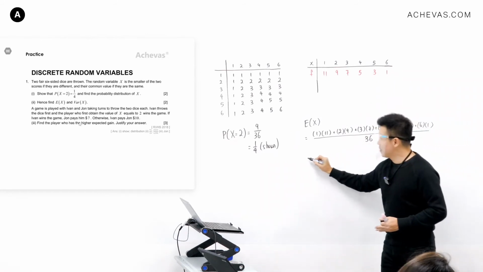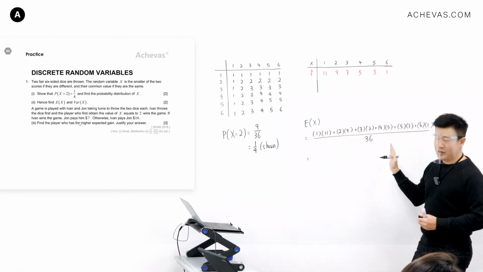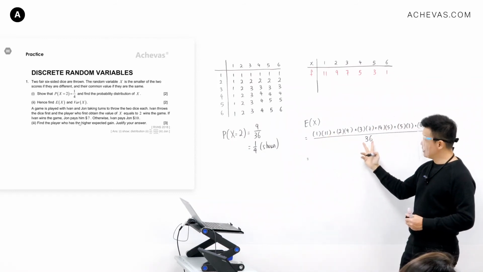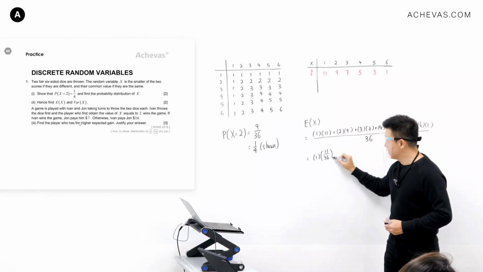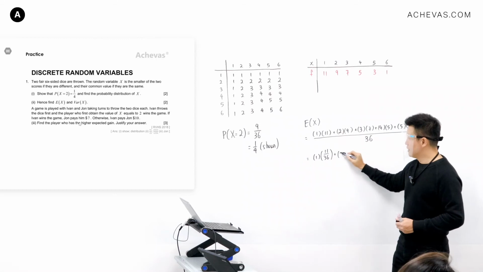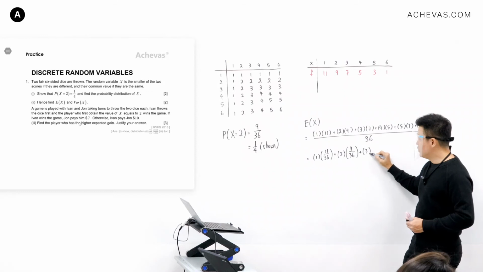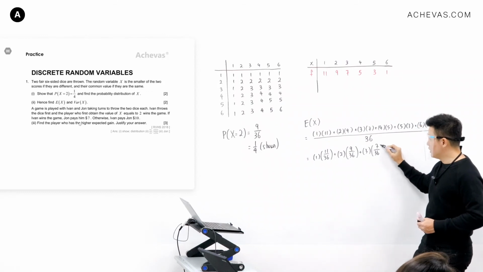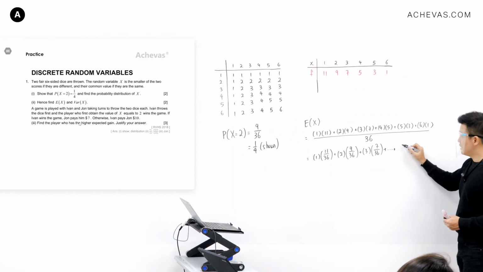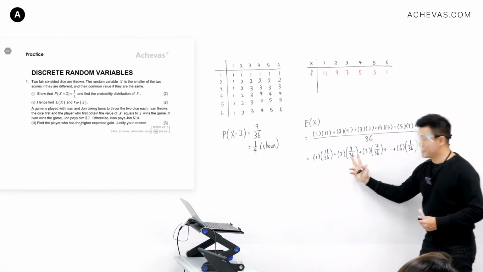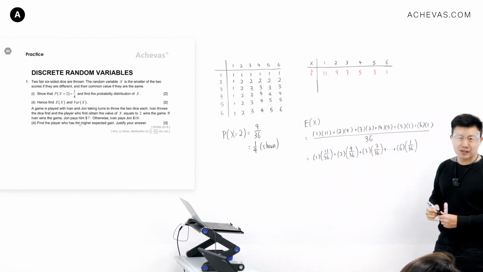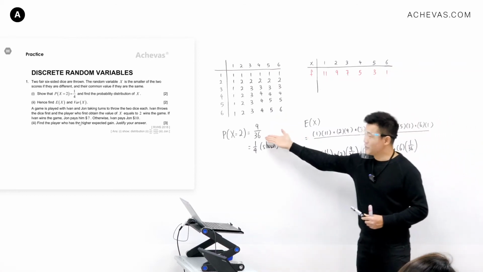But if I can just change my perspective, rather than writing it this way, what if I were to take this divided by this and write it as 1 multiplied by 11 over 36. Then this divided by this, it is going to be 2 multiplied by 9 over 36. Then after that, 3 multiplied by 7 over 36. And all the way until the very last one is 6 multiplied by 1 over 36. And what is 11 over 36? What is 9 over 36? What is 7 over 36? 9 over 36, we have just talked about it.